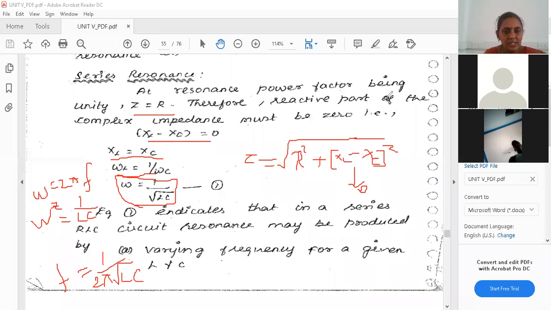Now what happens if I vary the frequency? In a series RLC circuit, resonance can be produced either by varying the frequency or by varying the inductance and capacitance value. This is what this equation says. What does it mean? We are tuning the circuit. How are we tuning the circuit? To adjust the frequency, right? So this is how it is applied in tuned circuits.